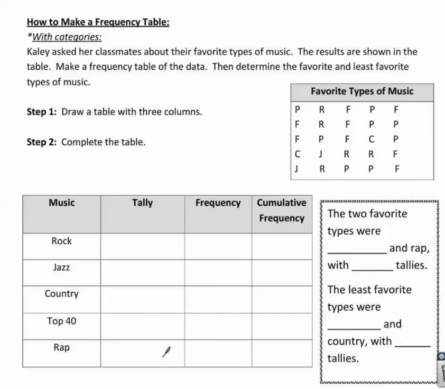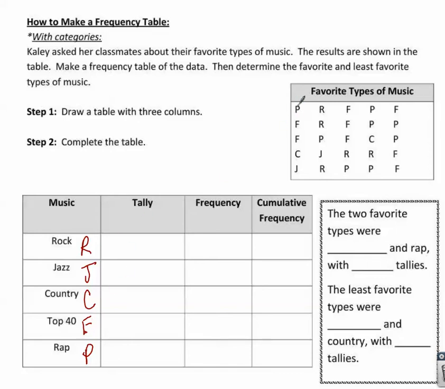Okay, so here you have a table with 4 columns. You have the type of music: rock, jazz, country, top 40, rap. And then you want to tally as you see each of the letters. And then frequency is how many tallies you have. Each of the letters I just defined: rock is R, J is jazz, C is country, top 40 is F, rap is P.